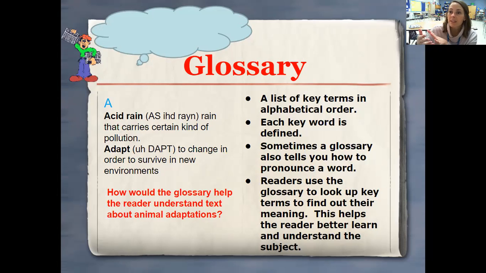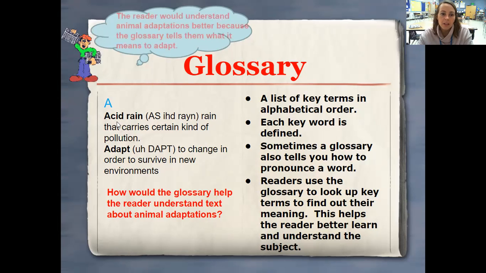Glossaries are also found at the back of the book, like the index, typically. It's a list of key terms in ABC order, and each word is defined. So it gives you the meaning of that word, okay? So if you're reading and you see a word that's difficult or you don't understand what it means, check the glossary because it may be in there. Okay, so here are some examples right here. The glossary includes acid rain and adapt. So if I were reading and I didn't know what it means to adapt, I can flip back in the glossary and it's right there.